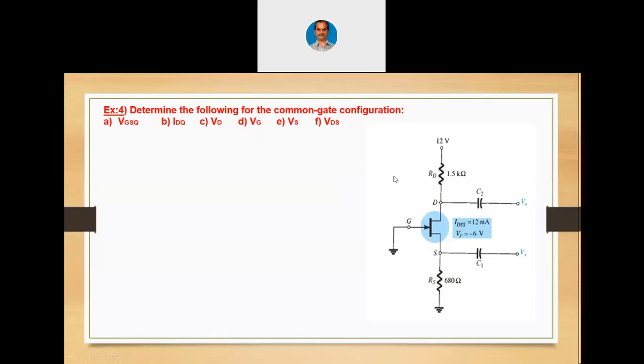This is the circuit diagram given for the common gate configuration. Drain resistance is 1.5 kilo ohms, source resistance is 680 ohms, and IDSS is 12 milliampere, VP is minus 6 volts. You can see in the circuit that there is no source voltage as such connected. Even though this is a common gate configuration, VSS is basically 0, we can say.